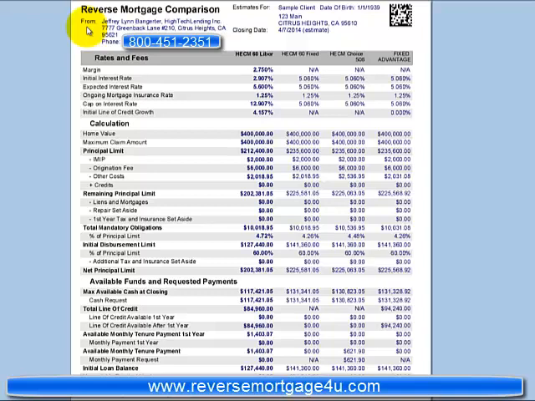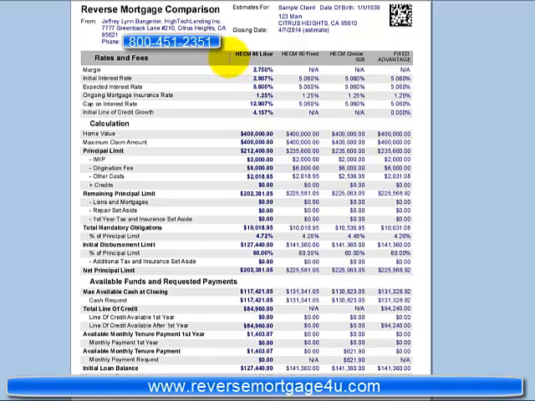I want to talk to you about the new reverse mortgage products that are available. So I'm going to go through the detail with the illustration here. I'm using a client that was born in 1939, and that is one of the factors in getting a reverse mortgage: your age, the interest rates, and your home value. So let's go through this.